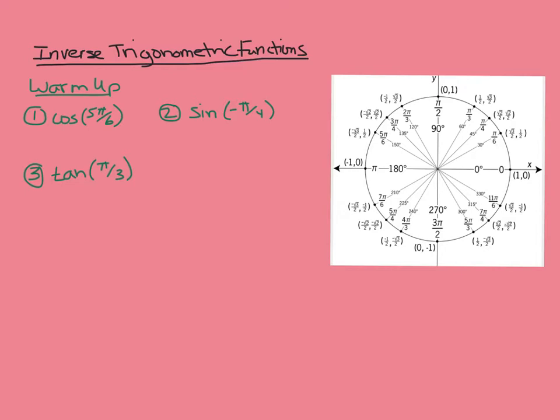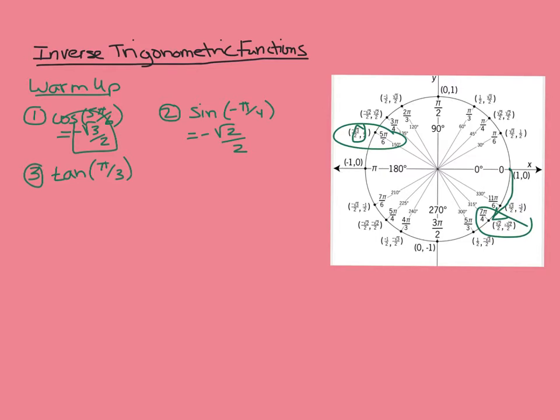So cosine of 5 pi over 6, if you look right over here, that's 5 pi over 6. Cosine of that value is your x value, so it's going to be negative radical 3 over 2. For sine of negative pi over 4, keep in mind that if we have a negative angle value, that means we're going to go in the clockwise direction. Negative pi over 4 is right here at where 7 pi over 4 is. The sine is the y value, so it's going to be negative radical 2 over 2.